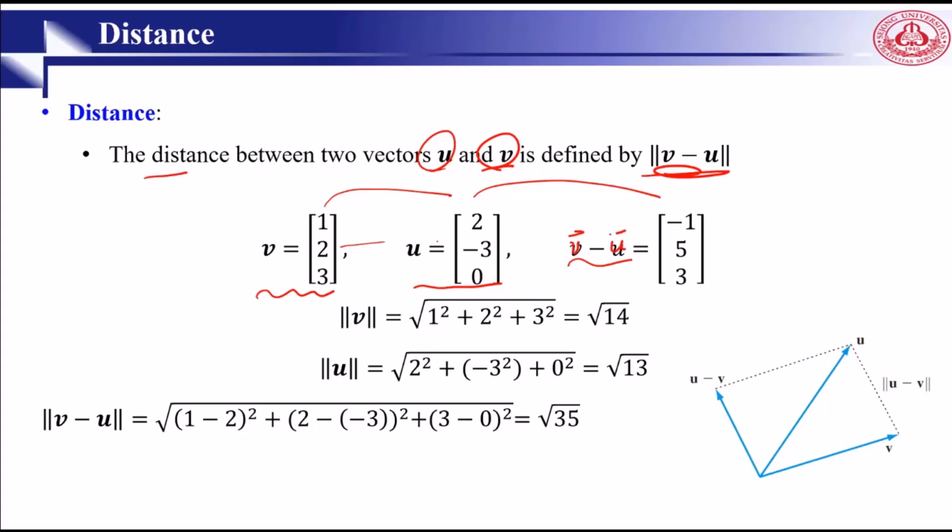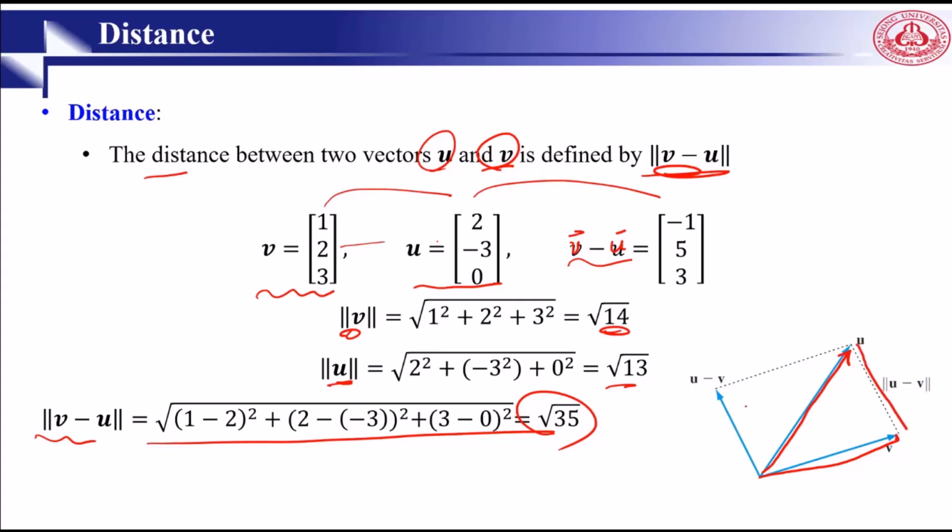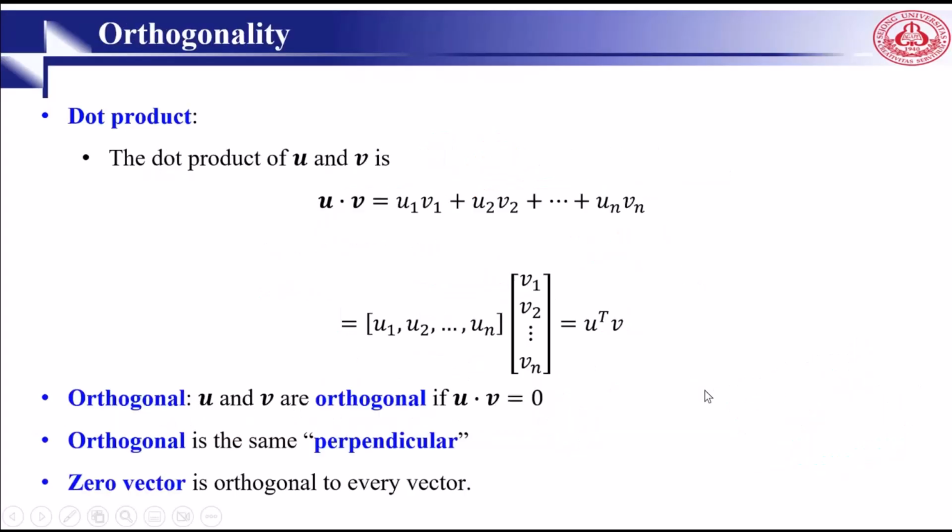Then the norm of v, which is 1² plus 2² plus 3², is the square root of 14. For the case of u, we go for this one, and for u minus v, we can come to this value. This is the distance between the two. So if this is the v vector and this is the u vector, the distance is something like this, right? This is u minus v, and this is the norm. Later, we will use this concept for projection, and in linear regression we will also use these concepts.